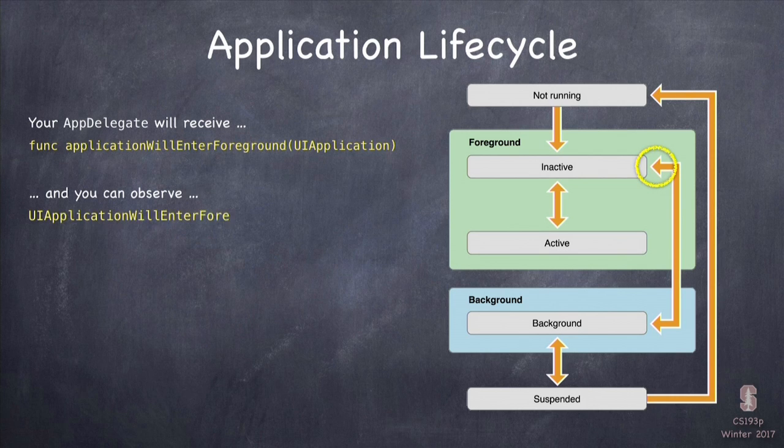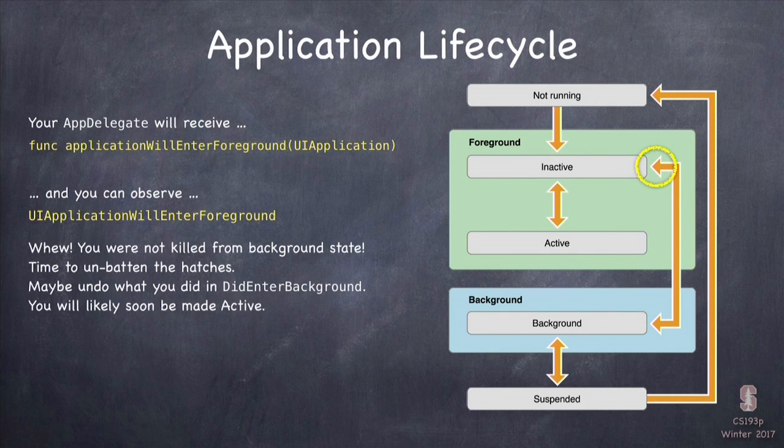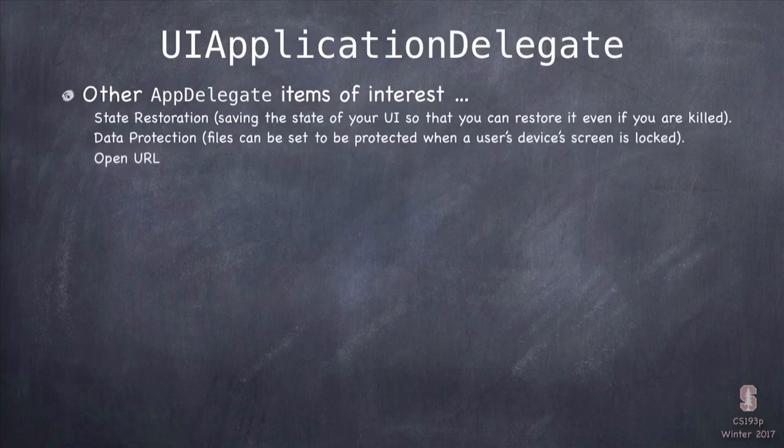When you come back out of the background, okay, so you were in the background or suspended, when you come back out, you're going to get application will enter foreground. Okay, so that's the thing that says you woke back up. This is where you can unbatten down the hatches. If you want to open some files that you had closed or something like that, you can do that here. Everybody got that? So these are the transitions you make through the lifetime of your application.